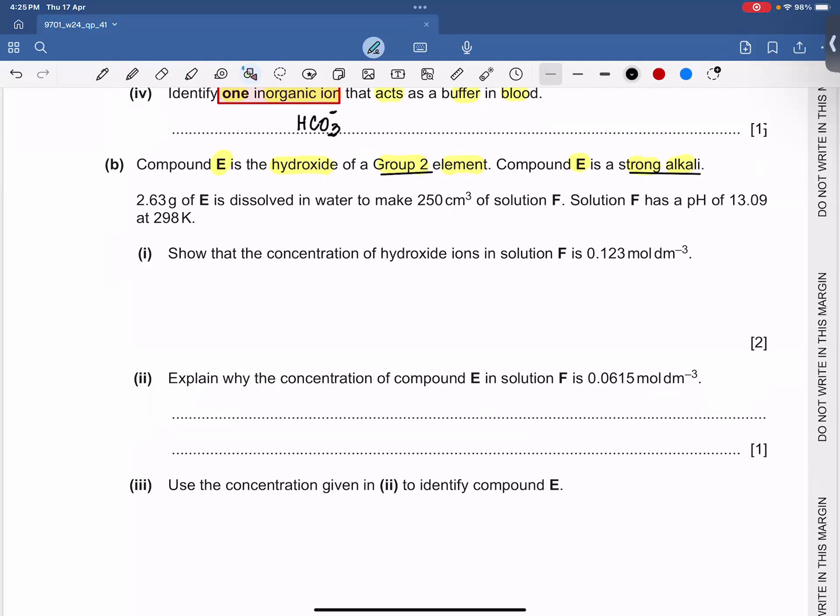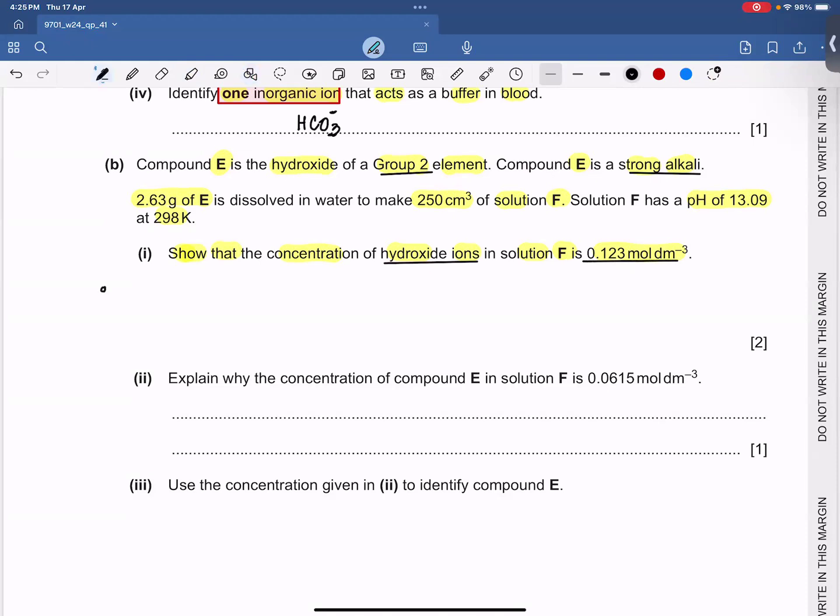In order to confirm this whole assessment, the examiner has given us some sort of values. The examiner has given us the mass of compound E, and we need to make this in 250 cm cube of solution. Solution F has a pH of 13.09 at 298 Kelvin. Show that the concentration of hydroxide in solution F is this. So we need to prove that.